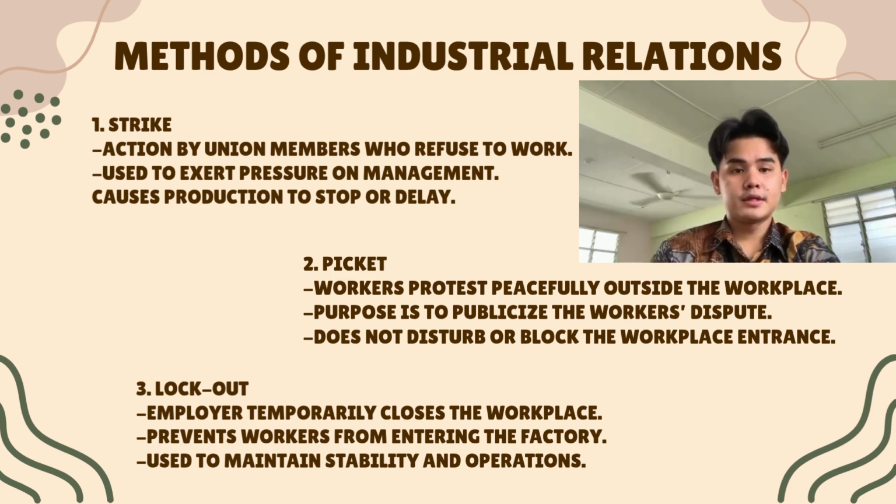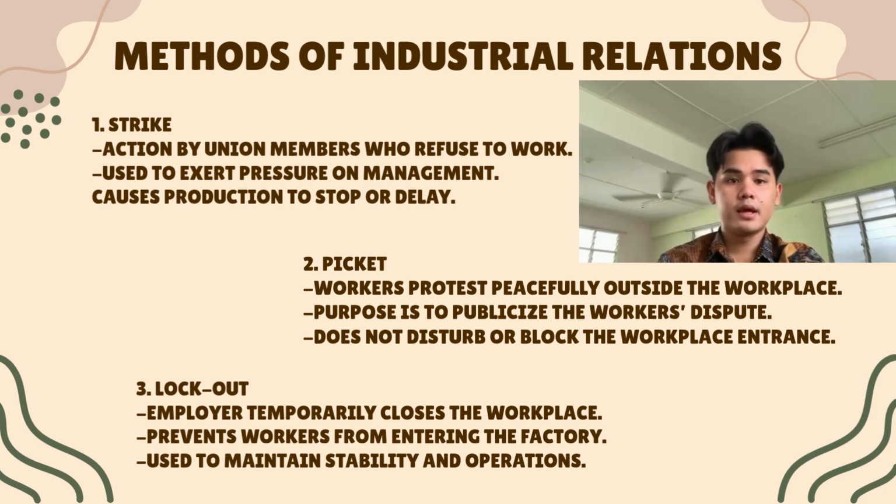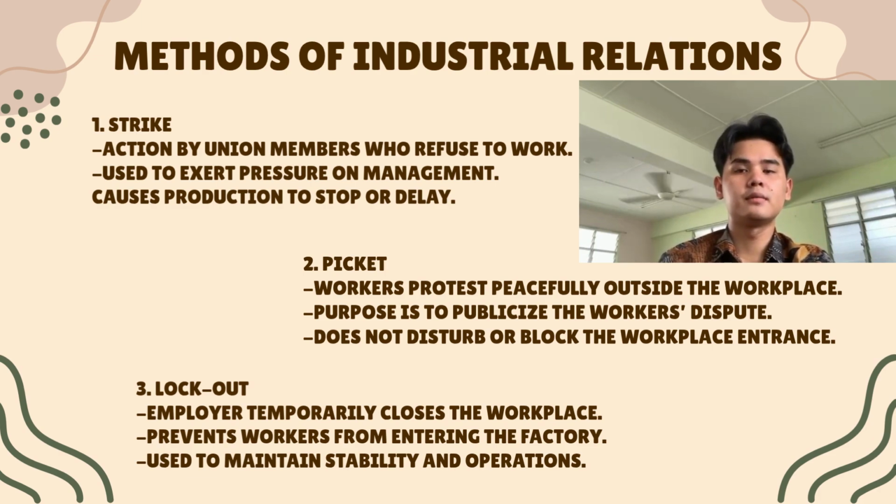And then the second one is picket. Workers protest peacefully outside the workplace. The purpose is to publicize the workers' dispute and not to disturb or block the workplace entrance. Picket is a peaceful protest outside the company to show workers' problems to the public. And the last one is lockout. The employer temporarily closes the workplace, preventing workers from entering the factory, and is used to maintain stability and operation. Lockout happens when the employer stops workers from working by closing the workplace.